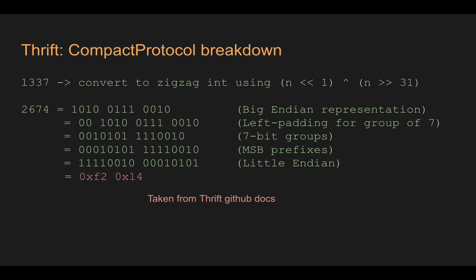So this is how encoding of a number works in the case of Thrift compact protocol. I'm not going to go into the details of this. This example, or this algorithm, is taken from the Thrift GitHub doc, so feel free to check it out. It first converts the number into a zigzag int using this code, and then there are a bunch of steps like left padding to make it into groups of 7, adding MSB prefixes, converting it into little endian format, and then finally getting the hex.